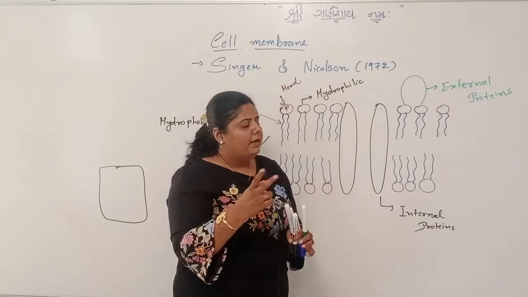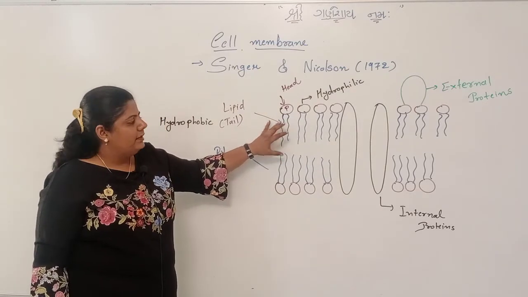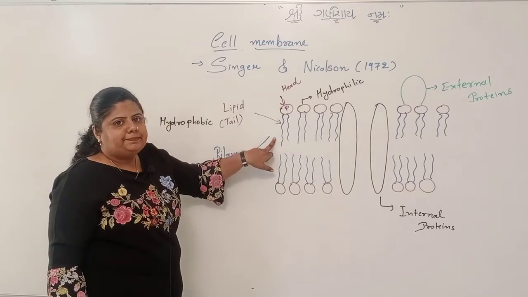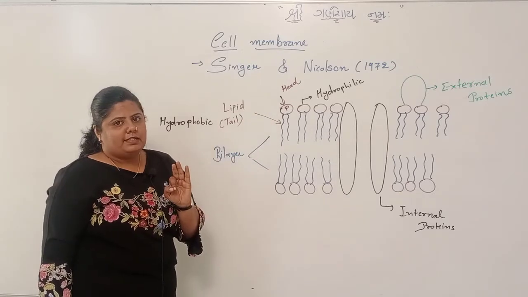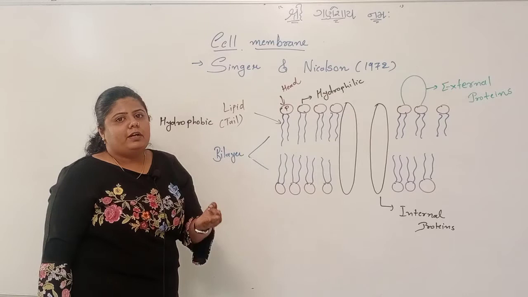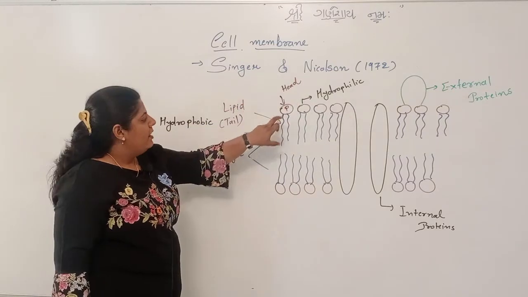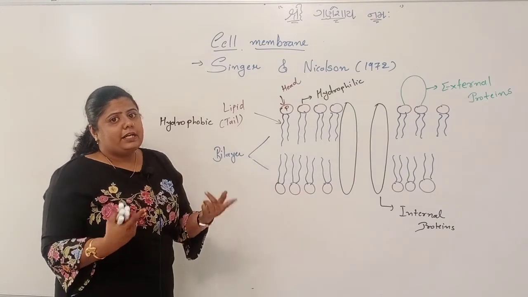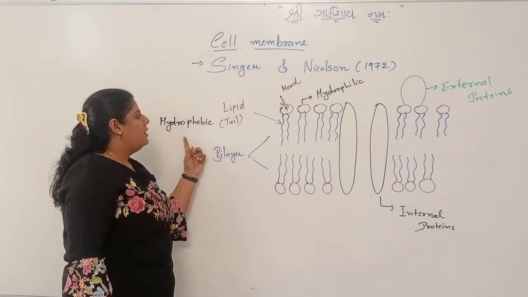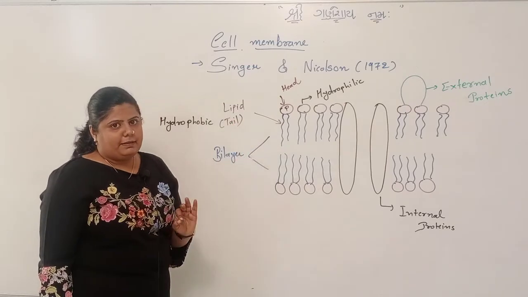Clear? Further revision, lipid bilayer. Two layers of lipid, head and tail. The head is made up of phosphorus, so it reacts with water. That's why it's called hydrophilic. While this bilayer is made up of lipid, it does not react with water. That's why it's called hydrophobic. Ready? And this is selectively permeable.